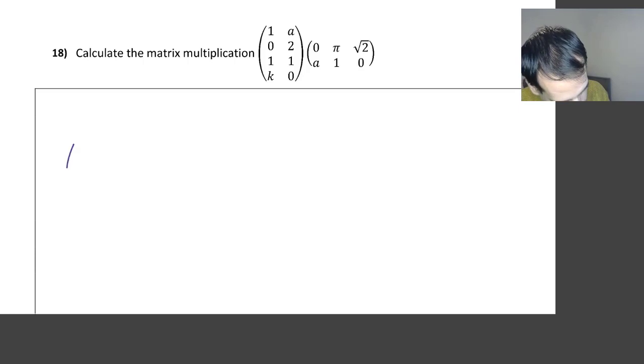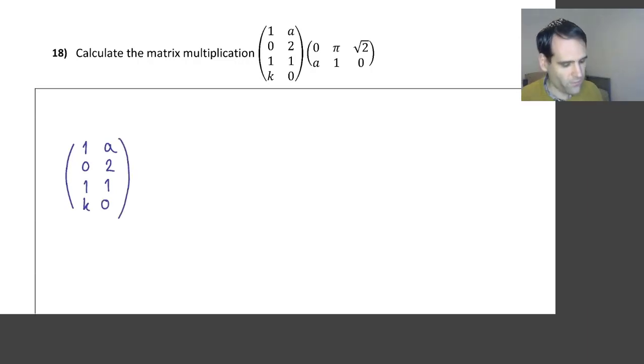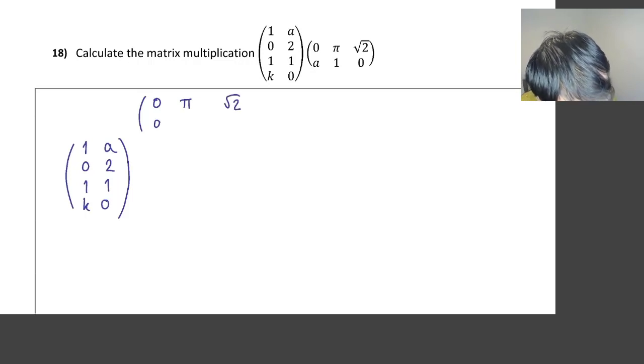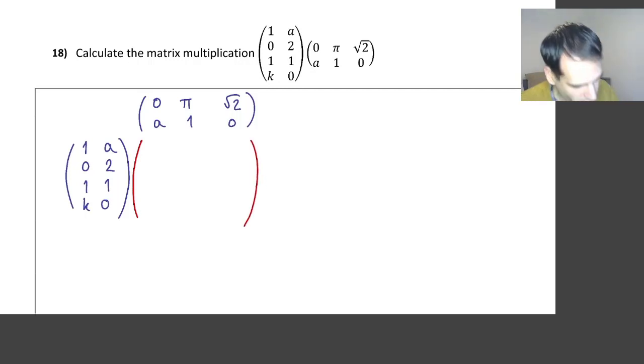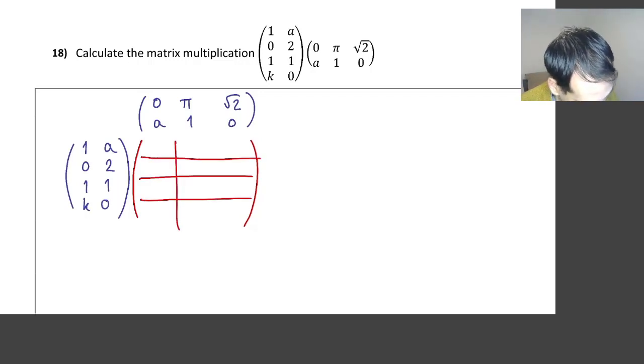So we write the first matrix here, 1, A, 0, 2, 1, 1, K, 0. And then instead of writing the second matrix to one side, we move it up, as always. So we write the other matrix here, 0, pi, square root of 2, A, 1, 0. So the result of this matrix multiplication fills in all this gap. And this is a very big gap. So notice it's a grid with 4 rows and 3 columns.